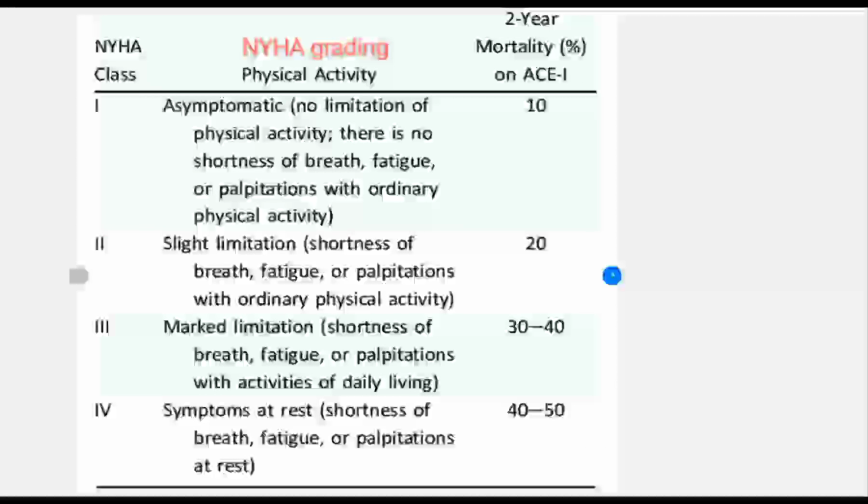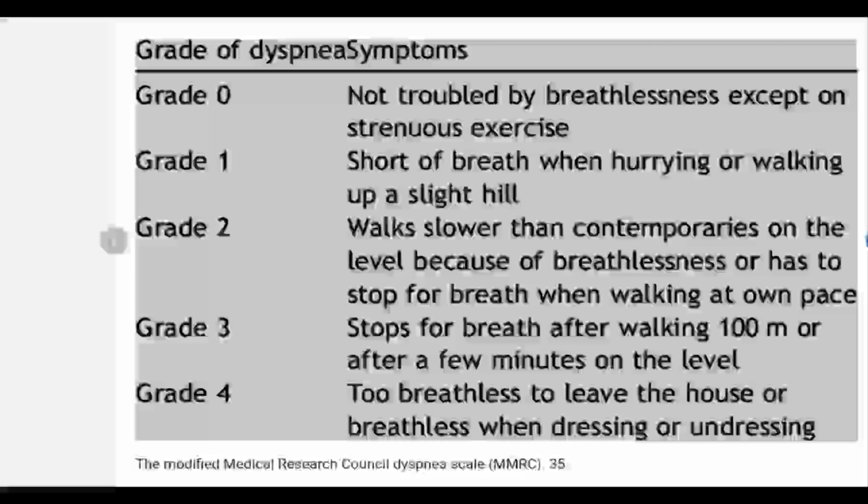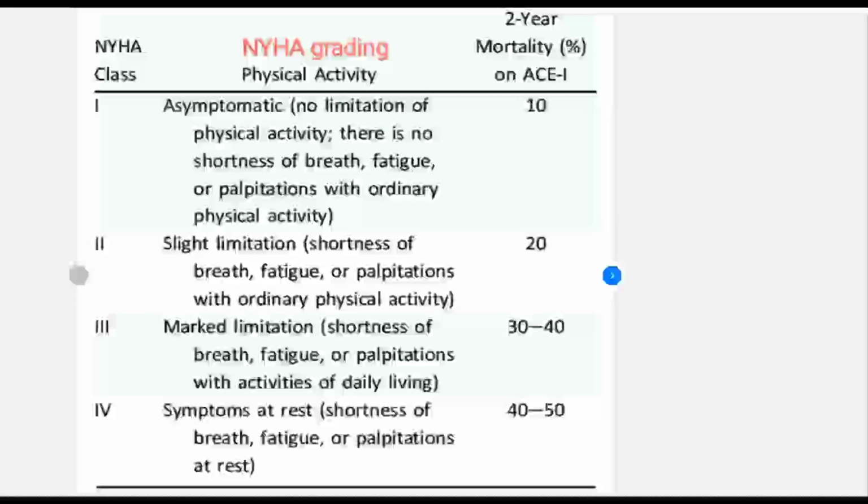Then next we have the scoring systems for the dyspnea. Dyspnea scoring systems are of two types, NYHA, New York Heart Association, and MMRC. MMRC is Medical Research Council Dyspnea Scale. New York Heart Association grading is on the basis of physical activity. It is starting from grade 1, 2, 3, 4.